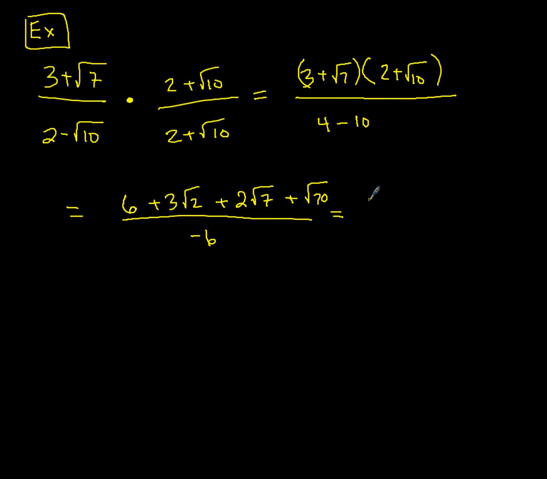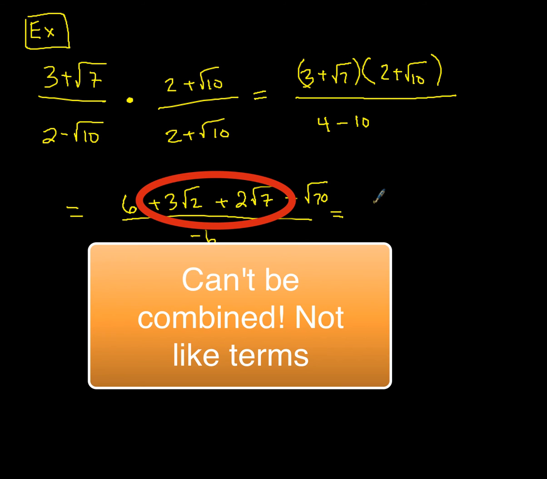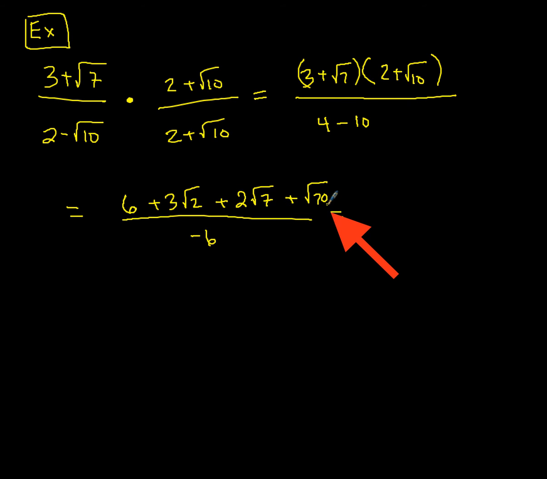The two middle terms, 3 root 10 and 2 root 7, those are unlike radicals. So you can't combine those and end up coming up with something else. So just be really, really careful on that. Now the square root of 70, what I want to do is take a look and see if there's anything in there that I can simplify, if it has any perfect square factors. And in this particular case, it doesn't. So that numerator is as simplified as it could be.